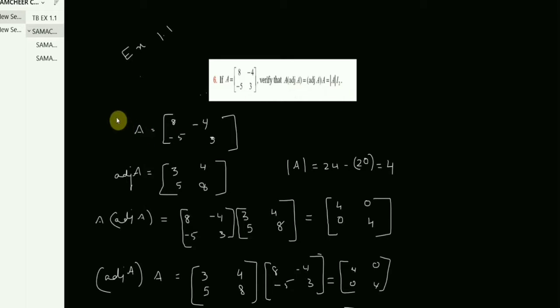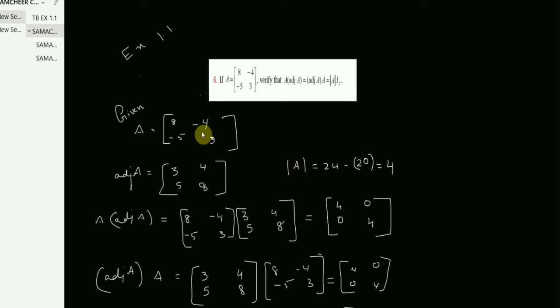A is [8, -4; -5, 3]. Now we have to find adjoint of A. You know how to find the adjoint of A? The principal diagonal elements, just swap those elements, and the other diagonal elements, keep as they are but change the sign. So we get this.